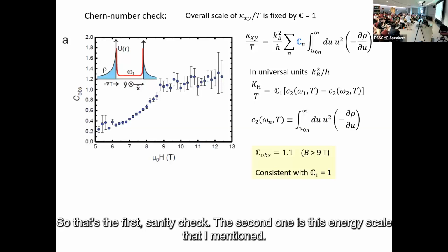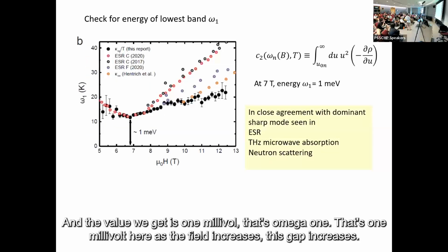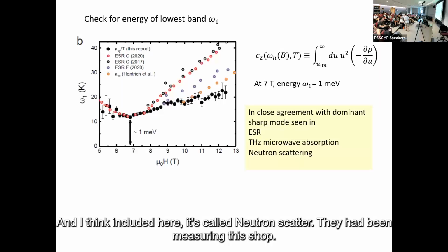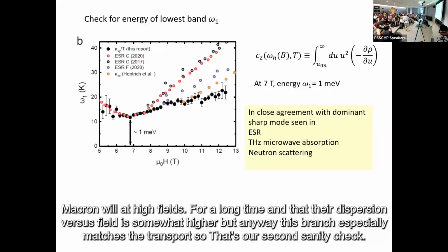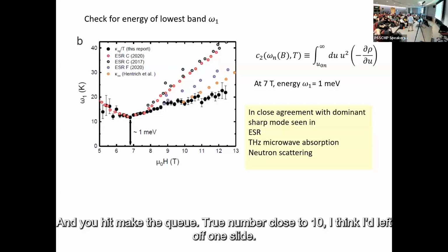The second one is this energy scale that I mentioned, omega 1,0. And the value we get is 1 millielectronvolt. That's omega 1, 1 meV here. As the field increases, this gap increases, right? But this is exactly what spectroscopists have been telling us for years and years. ESR means electron spin resonance, and I think included here is also neutron scattering. They have been measuring this sharp magnon mode at high fields for a long time, and their dispersion versus field is somewhat higher. But anyway, this branch especially matches the transport. So that's our second sanity check. We're getting a magnon band energy that is almost for certain what the spectroscopists see. And you get a magnitude of Chern number close to 1.